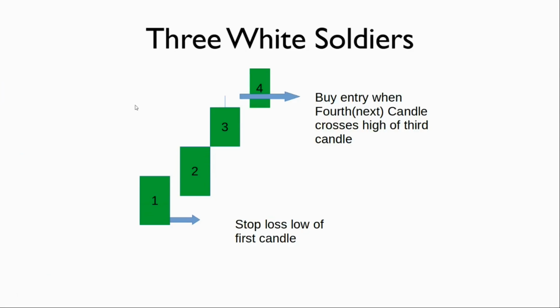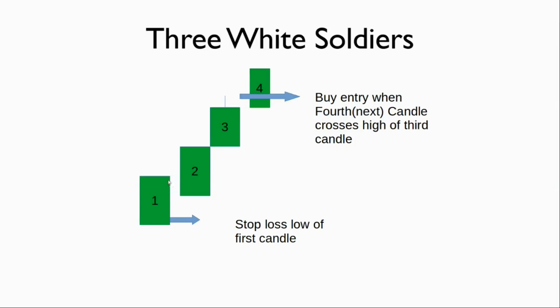Today I'm going to talk about a bullish setup, which is a famous price action pattern, which is three white soldiers. So let us talk about the buy entry and the stop loss of this setup, right? So what is required? What are the other conditions? So the conditions are simple. The three candles should be bullish. On the chart it should be green.